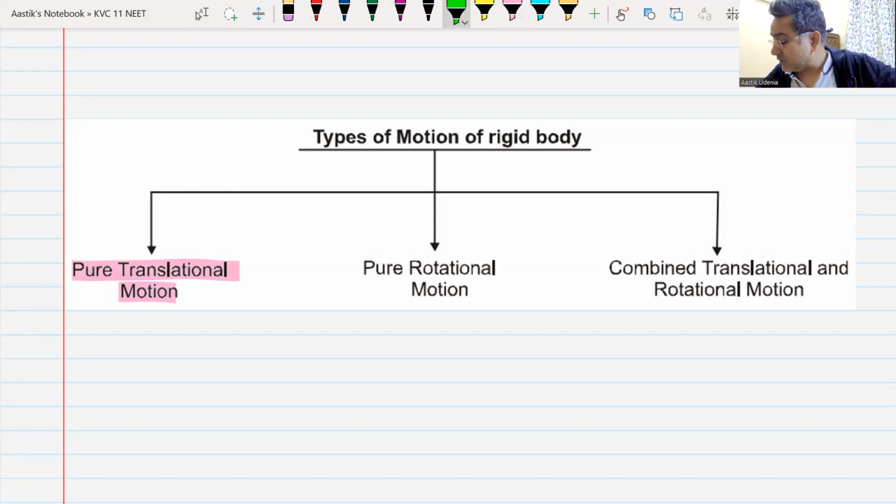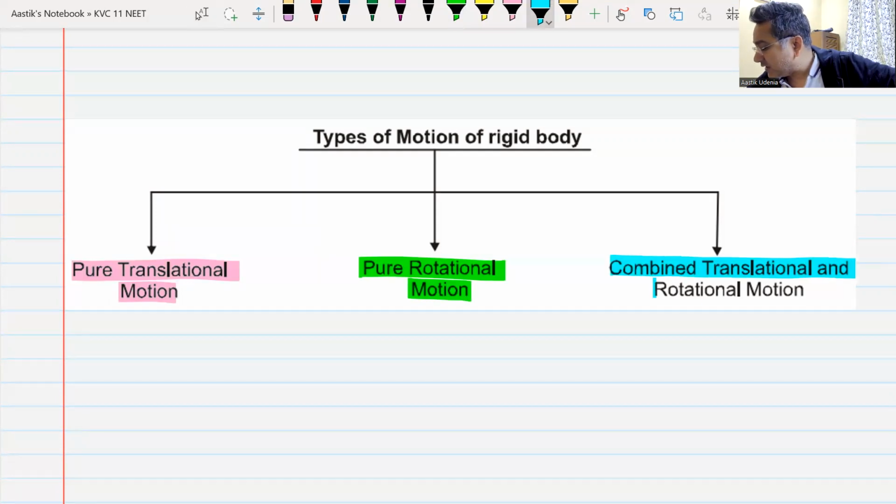The second one is known as pure rotational, and the third one is the combined translational and rotational, which is obviously the most difficult one. So there are three types of motion of a rigid body that we will have to understand. We will go through each motion step by step.